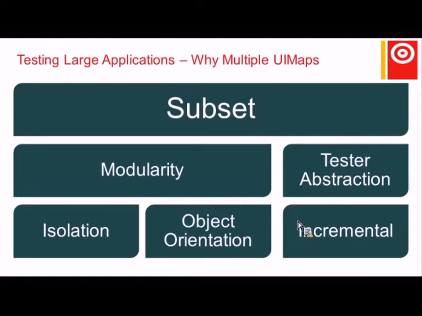It allows us to abstract bits of the test. It allows us to create our tests incrementally. We can build part of our test in one UI map, and then as the whole application evolves, as the test suite evolves, we can add a new UI map for newer parts of the application, and perhaps over time we can retire entire UI map files as the application evolves, and as the test suite correspondingly evolves.